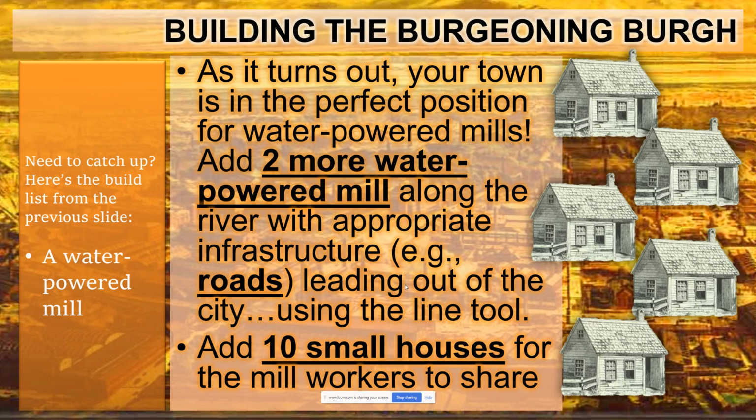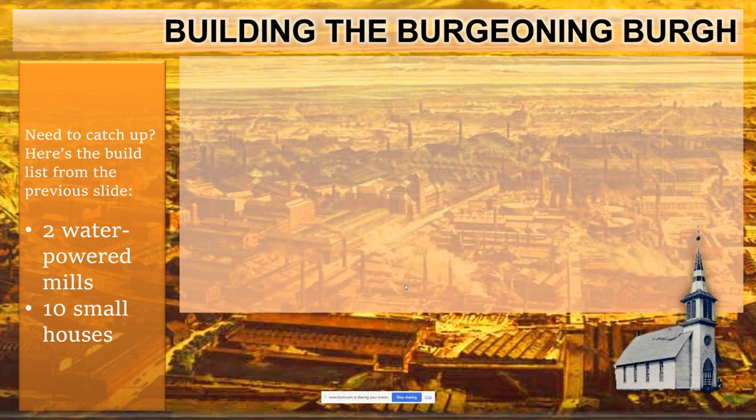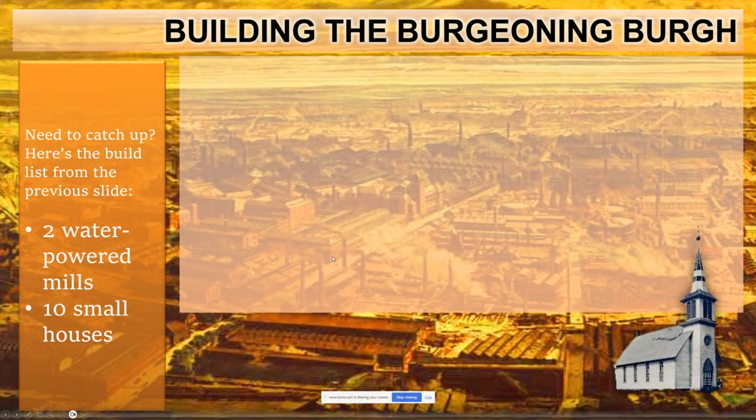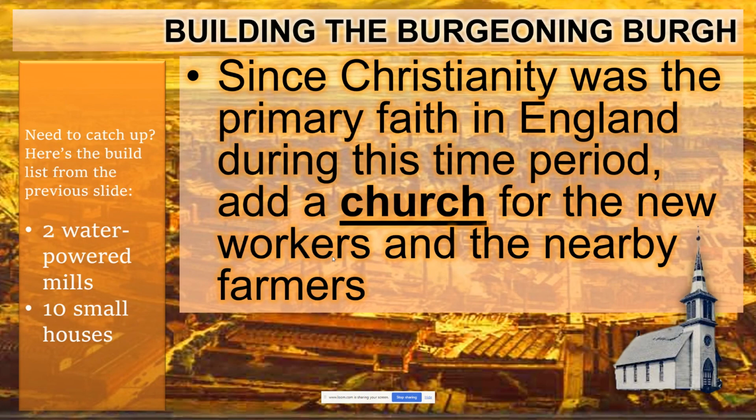Now that you've got that done, you've got a nice, burgeoning, growing town. Okay? And as a result of this, again, if you missed the previous slide, or you're still wondering what you should have built, click on the left-hand side. Again, 2 water-powered mills and 10 small houses. Okay? But eventually, people are going to want more. And Christianity was the primary faith in England.